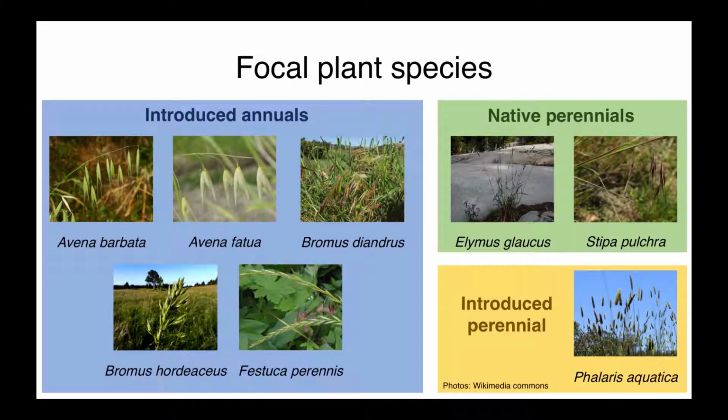Our focal species consist of 5 different introduced annual grasses, 2 native perennials, and an introduced perennial. One thing I'll note is that while we only have 2 native perennials, in all my results I group these into native and introduced. Even though there are only 2 species there, it's not that one species is disproportionately contributing to our results. It seems like our results are dependent on both of them.